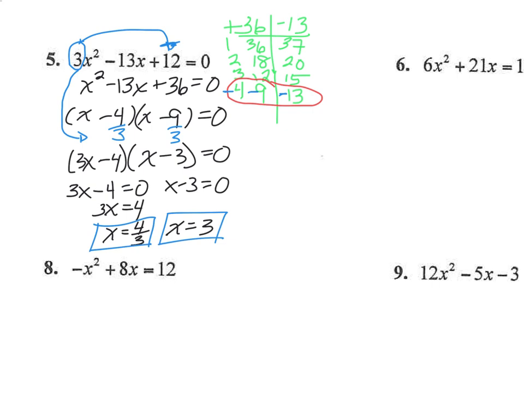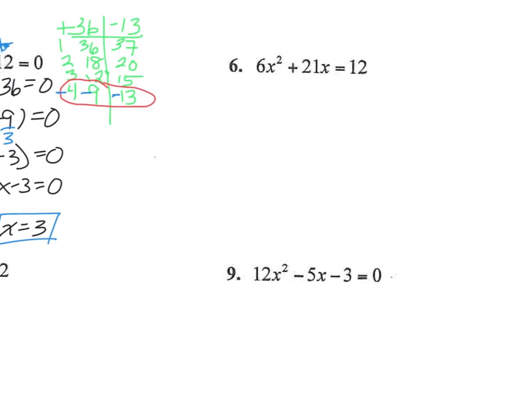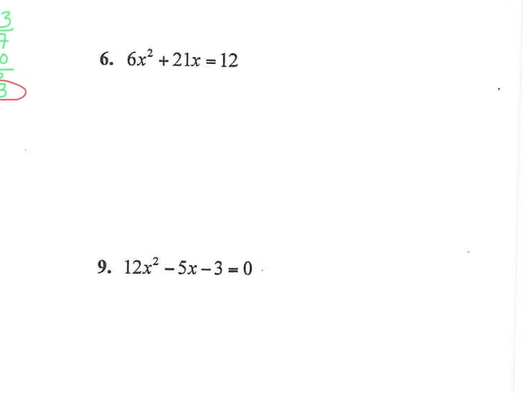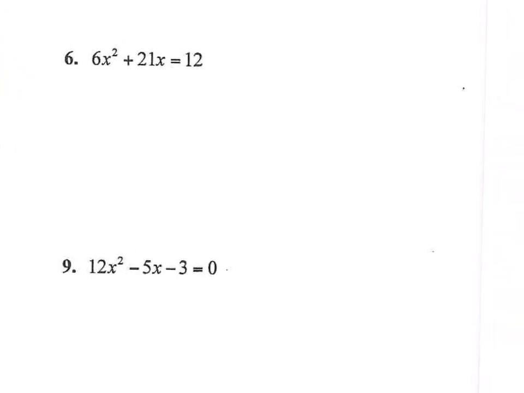All right, so I want you to try number 6, but before we do number 6, we are going to put it in the proper order, and we're going to ask that most important question first. So, number 1, I want everything on one side where x squared is positive. So that means the 12 is going to move over to the left, and we're going to subtract it. So we get 6x squared plus 21x minus 12 is equal to 0.